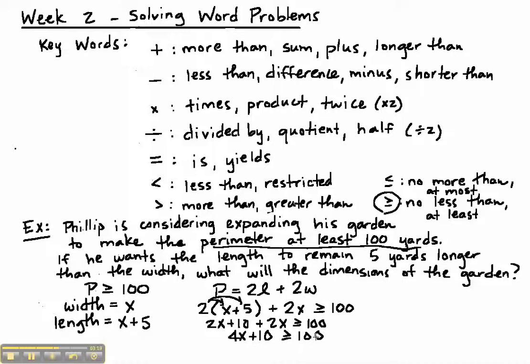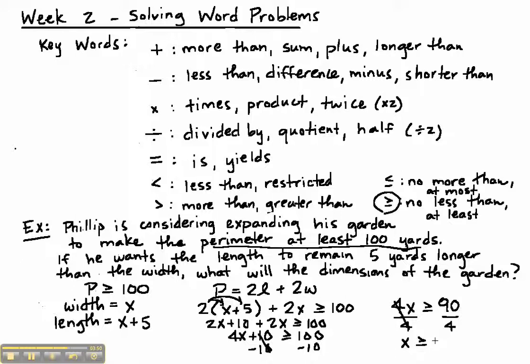And then we've got the x term on one side. Now we need to get it by itself by subtracting 10 from both sides. That leaves us with 4x greater than or equal to 90. And it's 4 times x, so to undo multiplication, we divide by 4. And we're dividing by a positive 4, so we don't need to flip our inequality sign.